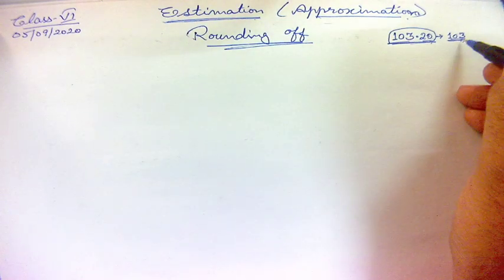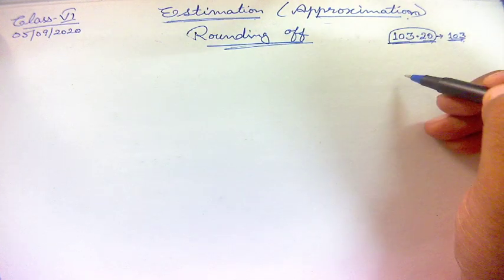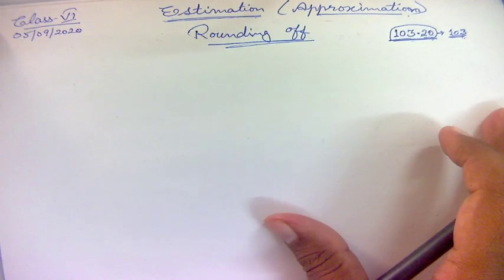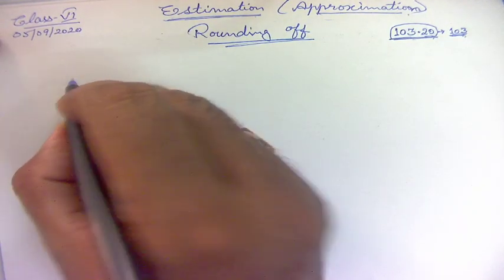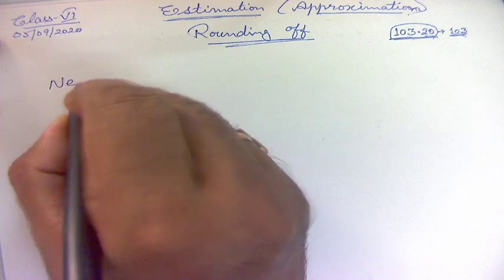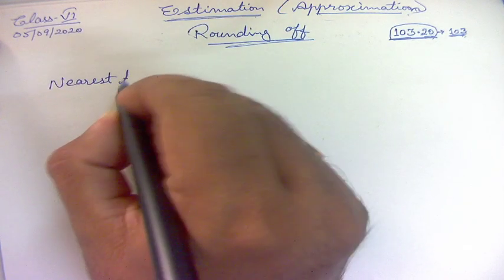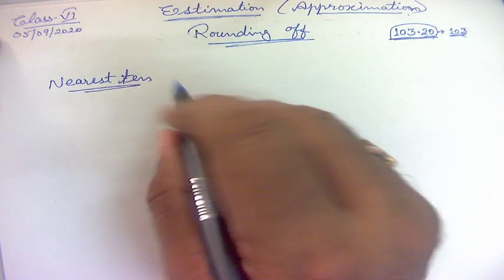So this is what is known as rounding off. There are two things: one is rounding up and the other is rounding down. I will discuss each one step by step today. First thing is rounding off to the nearest 10. Rounding the numbers to the nearest 10.